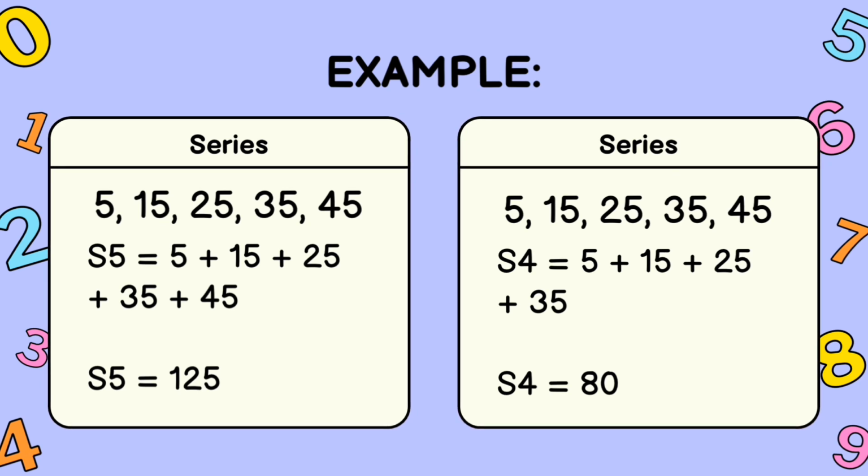But let's say, for example, in the given sequence earlier with 5 terms, we're only looking for S4, meaning we'll just sum up 5, 15, 25, and 35, which is 80. So S4 will be 80.